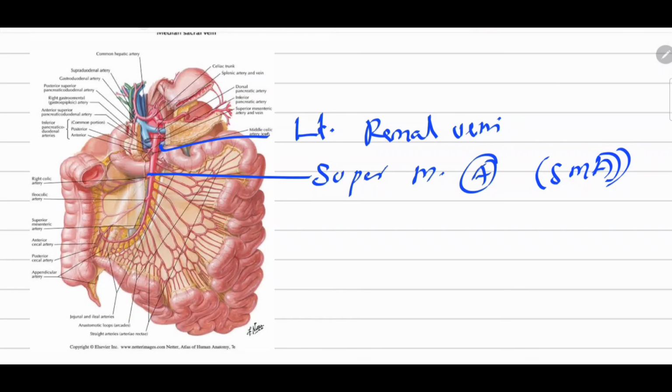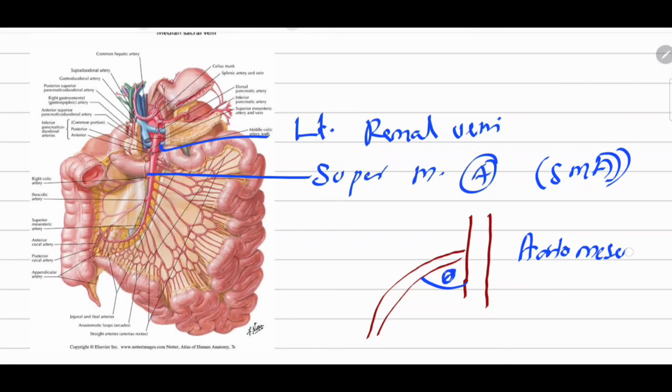I am drawing a line here. Just see. Here, this is the abdominal aorta, this is the superior mesenteric artery, and here we have the renal vein. The superior mesenteric artery and the abdominal aorta make an angle over there. That is known as the aortomesenteric angle. Sometimes the superior mesenteric artery may compress the left renal vein.